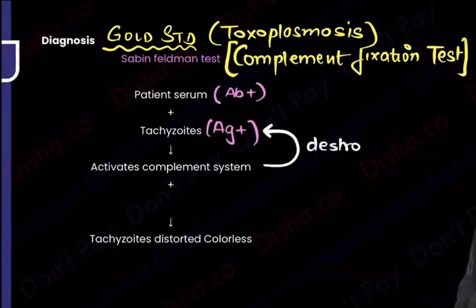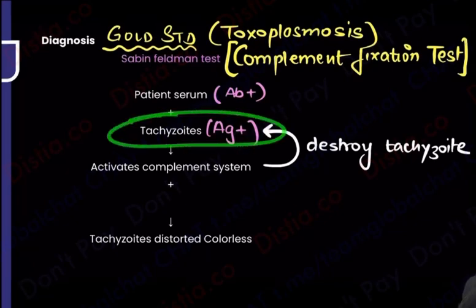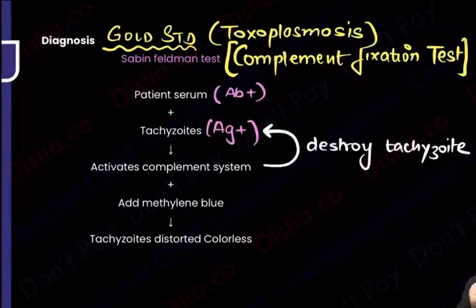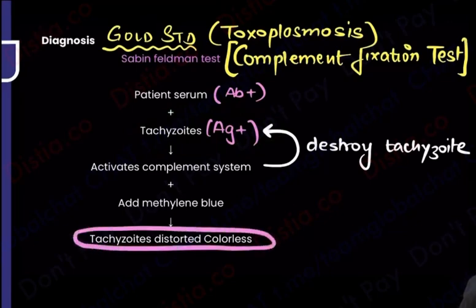Complement system will go and destroy the tachyzoites. That basically means that now if I try to look at the tachyzoites under the microscope, will I see them? No. So I add a stain called methylene blue. And on adding methylene blue, I see that the tachyzoites are not visible at all. I did not see them. Why? Because they have already been destroyed. So tachyzoites have come out to be colorless.